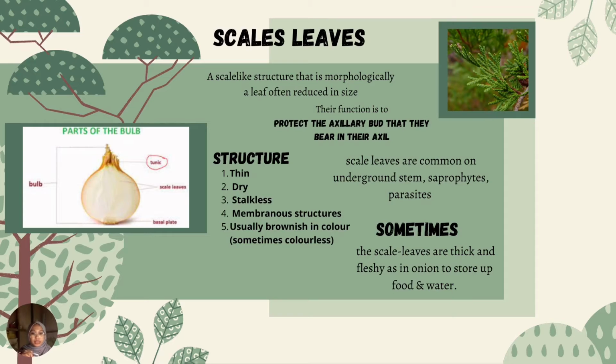The structure of scale leaf is a thin, dry, stalkless, membranous structure, and usually brownish in color. Sometimes the scale leaf is colorless. In some plants such as onion, the scale leaves are thick and fleshy. It is due to their function, which is to store food and water. As we can see in the picture of part of the bulb, the inside part of the bulb is usually fleshy and thick, which is actually a scale leaf.